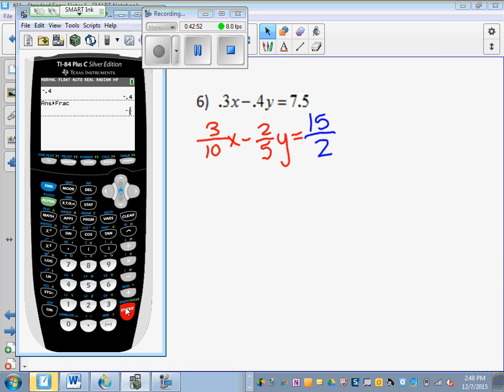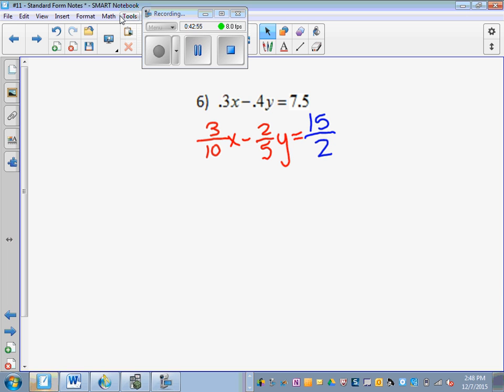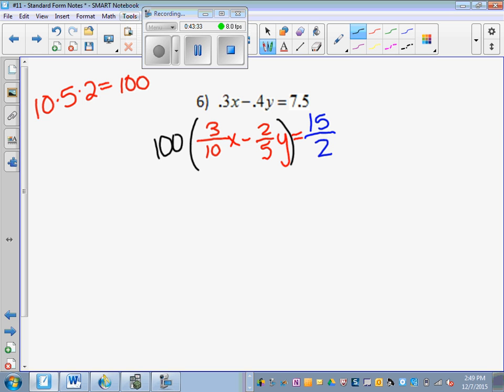Alright. We've got a big one here, guys. What are my denominators that I see? 10, 5, and 2. We've got 3 different ones. What does all of that multiply together to? 100. Very good. So we're multiplying by 100 here. Does everyone see what I just did? We have to take each different denominator, and then I multiply everything by 100.